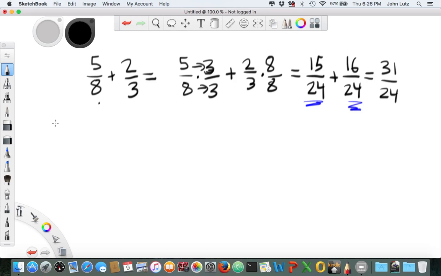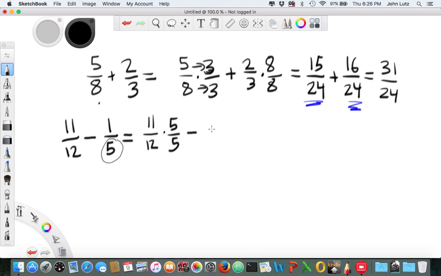Let's do something where you're going to actually do some simplifying too. So let's say I have 11/12 minus 1/5. My rules for addition and subtraction are the same as each other, more or less, even though they are different from multiplication and division. So I'm going to take my 11/12 and multiply both the top and the bottom by the bottom of this, times 5 over 5, minus 1/5 multiplied by what, guys? That's right, 12 over 12. Remember, I'm just multiplying by 1 in each case, all right?